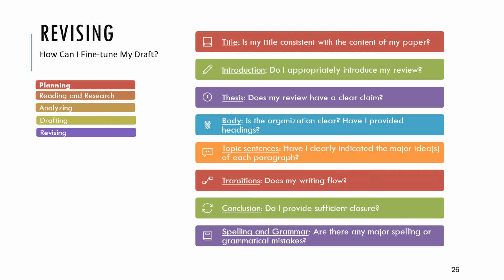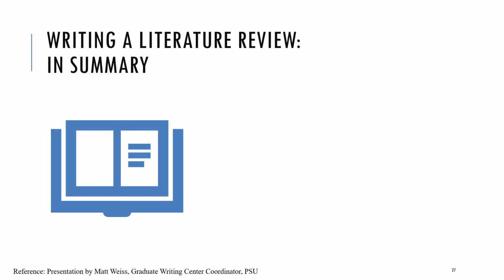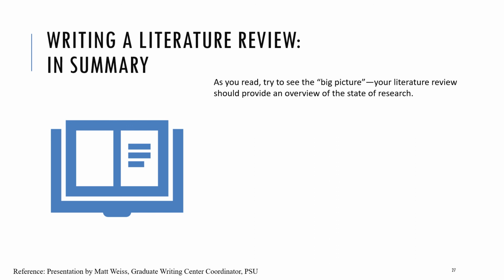And very important, spelling and grammar. Are there any major spelling or grammar mistakes? Always proofread your work. And finally, writing a literature review and summary. These are the main ideas we'd like to conclude with. As you read, try to see the big picture. Your review should provide an overview of the state of the research.